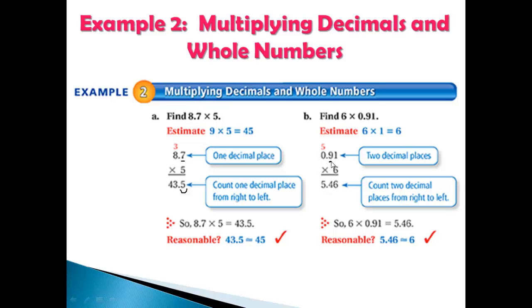We have two numbers after our decimal, so we're going to count over two places. So 1, 2. So the decimal between the 5 and the 4, so it's going to be 5 and 46 hundredths. 5 and 46 hundredths is close to our estimate, which was 6.